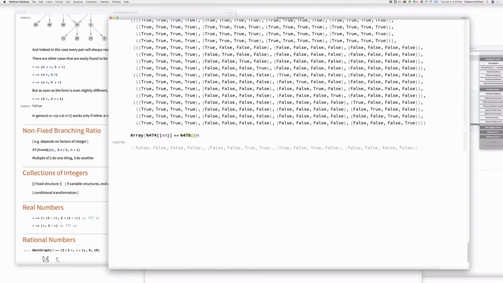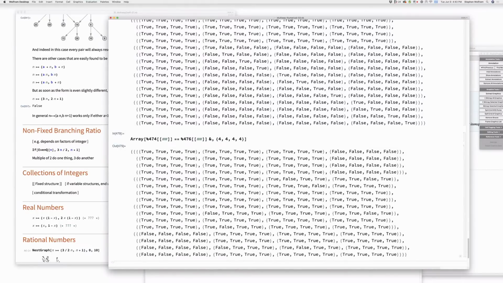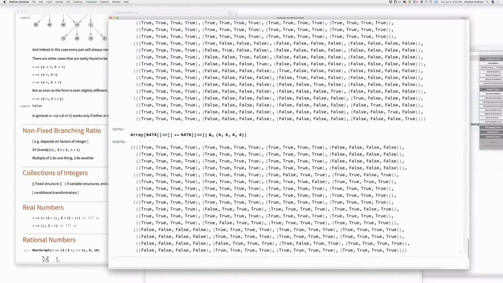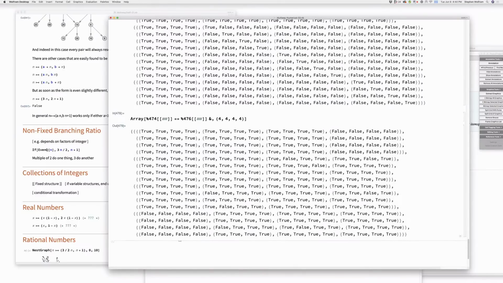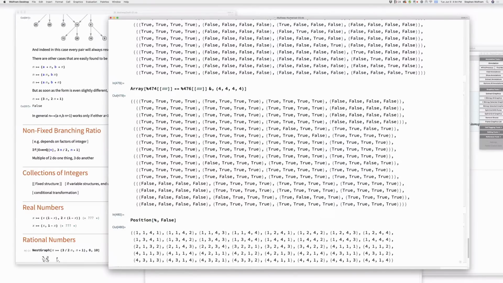There's got to be a better way to do this. I'm just not seeing it immediately. Onto 4444. Okay, so we got a few exceptions to this rule. So the exceptions are... so these are the exceptions.